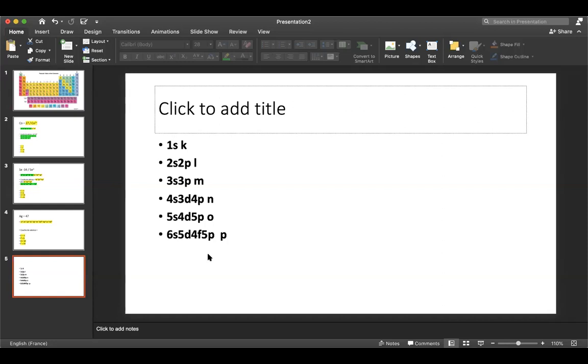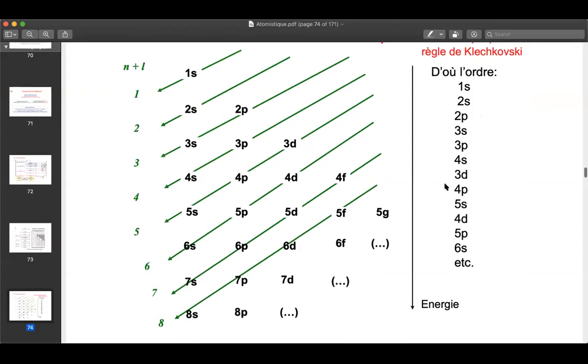Is it making sense? Or maybe I should explain. Is it making sense? Yes. Please don't get confused. It's the same table. C'est la même chose. Let me just go back to that presentation. It's the same one. It's just that I have drawn it in a different way. C'est la même chose.